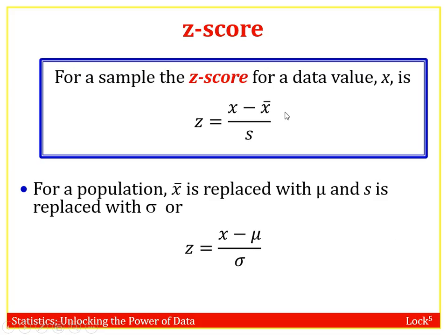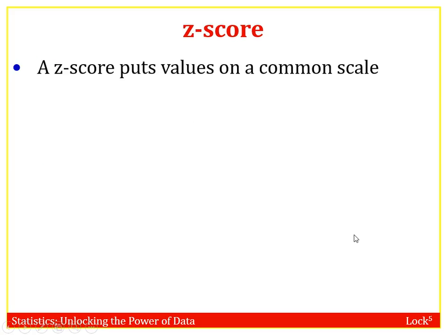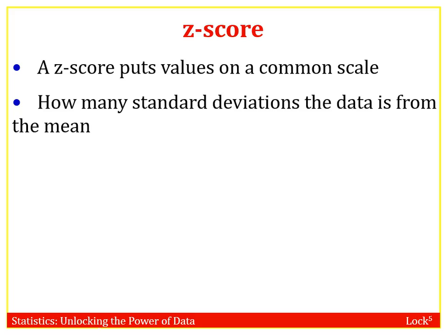You'll use the top one if you're using a sample. You'll use the bottom one if you're using your population. But it boils down to just taking your data value minus your mean over your standard deviation. So z-scores kind of put everything on a common scale. It really allows you to compare apples and oranges. Two totally different things you can really compare because you put them on a common scale. And it's really how many standard deviations the data is from the mean.